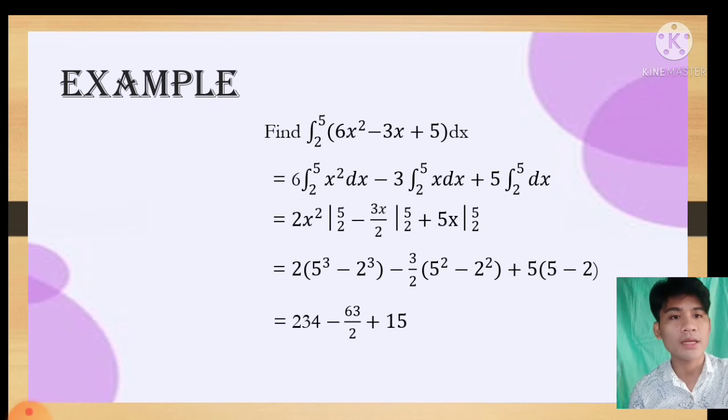And if we simplify that, we came up with 234 minus 63 all over 2 plus 15. And if we simplify those values, we came up with 435 all over 2 as the definite integral of the given function here for example number 2.